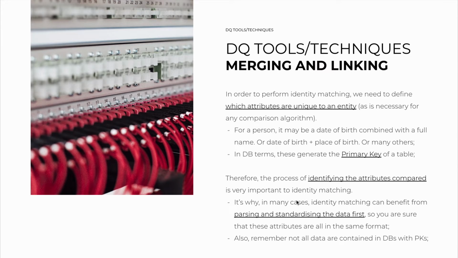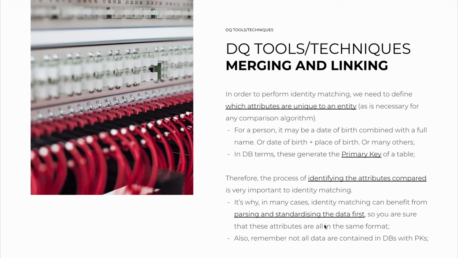That's why, additionally, in many cases, identity matching can benefit from a bit of parsing and standardizing the data first, so that you can make sure that the attributes are all in the same format. For example, if you're going to compare a customer's first name and last name to match duplicates, you are going to ensure that these names are all in the same format, containing only one word each and no other symbols. Remember, the more unique the attributes are and the higher quality of the data, the better the matching.